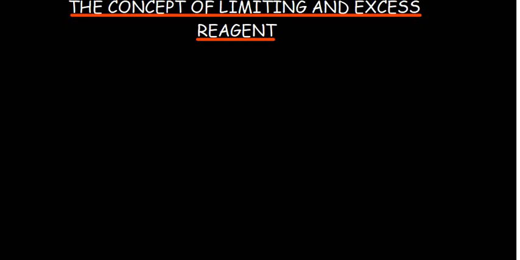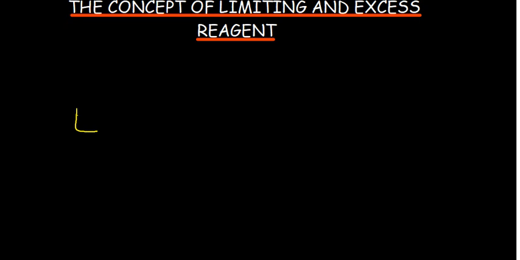All right. So the concept of limiting and excess reagent. Now, you can explain the limiting and excess reagent in this way. Think of this. When you get a cup of water, you've got this cup of water, just a cup, okay, of water. And then you have got sugar. Now, you have got a bag of sugar.